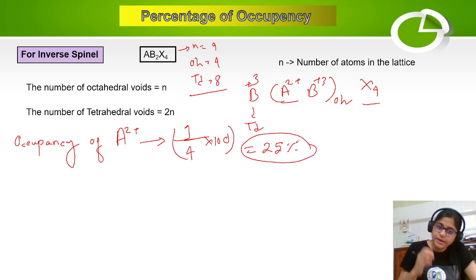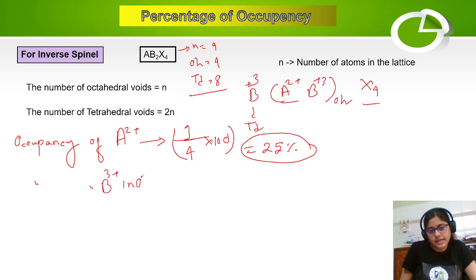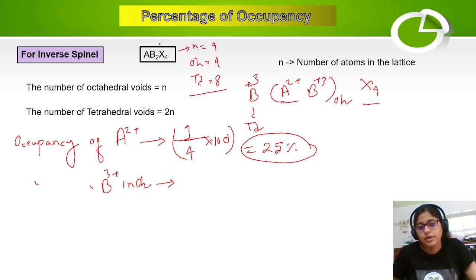Fine. Okay. Now, occupancy of B3+ in octahedral. Let's say you are asked how much percentage of B3+ is actually occupied in the octahedral void. So you have to calculate it that way. You cannot say that one atom is occupied. You have to calculate in percentage, right? Because crystals can have many atoms. In 1 mole, 6.022 into 10 to the power 23 atoms are there. So that is the case.